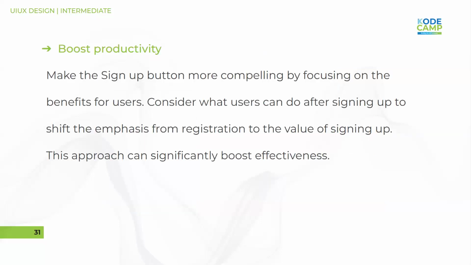Then boosting productivity. Make the sign up button more compelling by focusing on the benefits for users. Consider what users can do after signing up, to shift the emphasis from registration to the value of signing up. When writing a sign up button, let it talk about the benefits or what users are to gain from signing up. If you just tell users sign up, well, sign up to do what, right? So this approach can significantly boost effectiveness.